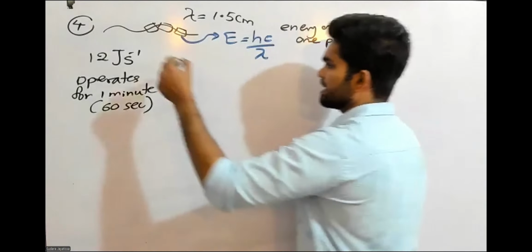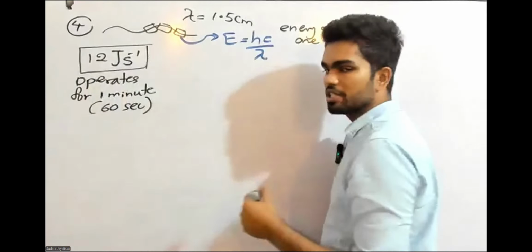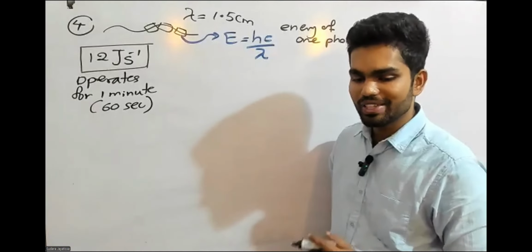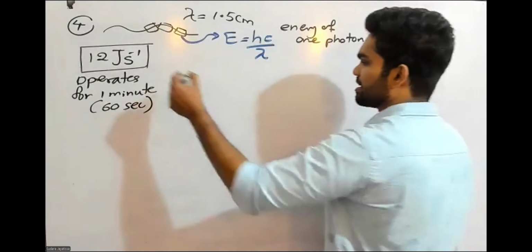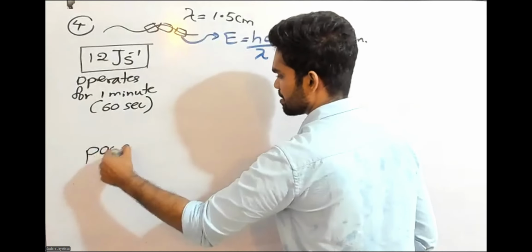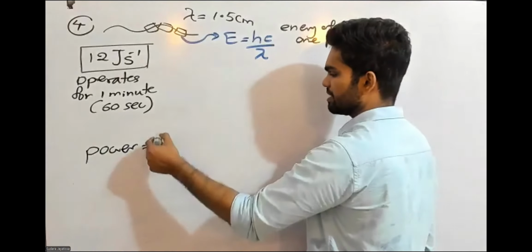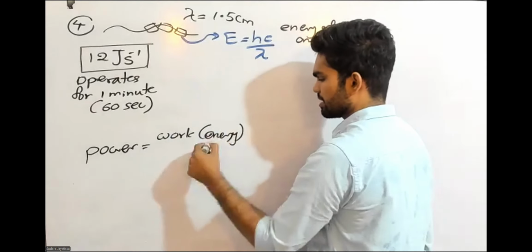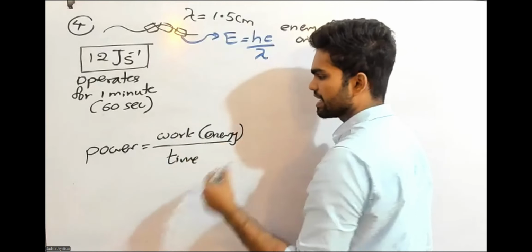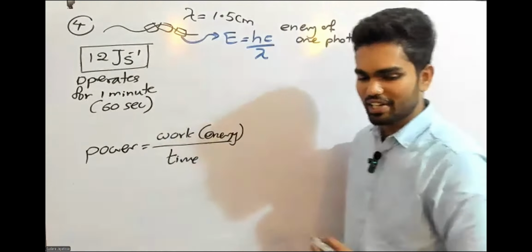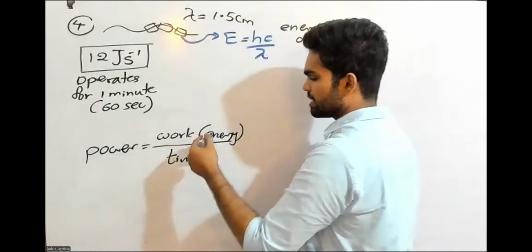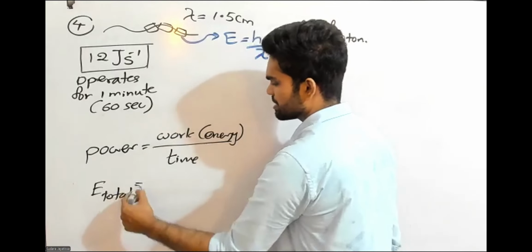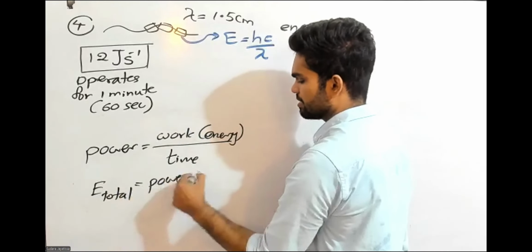And then what is this data? Joules per second. Remember, what do we call this one? In all levels, you learn this one. What is joules per second? It is power. Power is the work or energy divided by the time, the rate of doing work. So if you want the total energy, simply multiply the power by time.